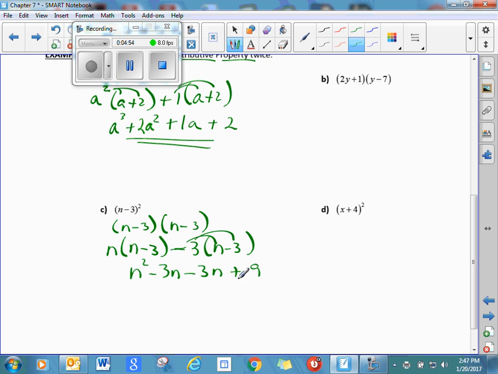When we collect our like terms, those are alike. They do not cancel each other out. They get more negative. So we have n squared minus 6n plus 9. That's the answer to this problem.